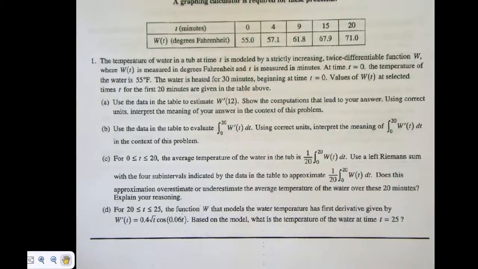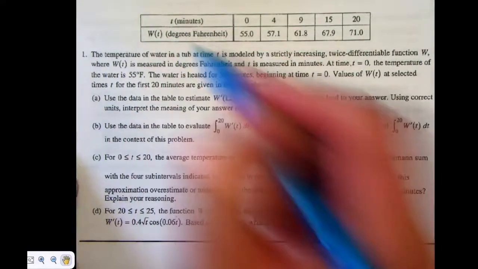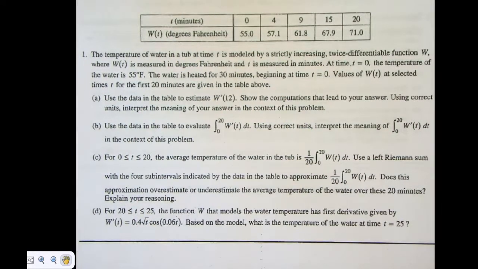If I read through this first one, the units are really important because that tells you what level you're on. They're giving me W of T, and that's degrees. Is that the original, the derivative, or the second derivative? That's the original. If it was the derivative, it would be degrees per minute. If it was the second derivative, it'd be degrees per minute squared, because that's like acceleration. So this is the original.